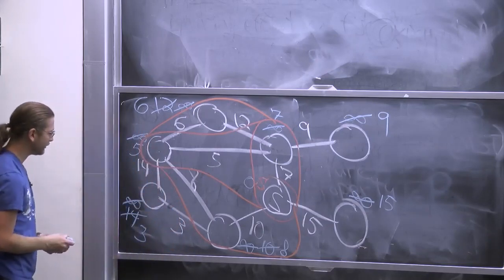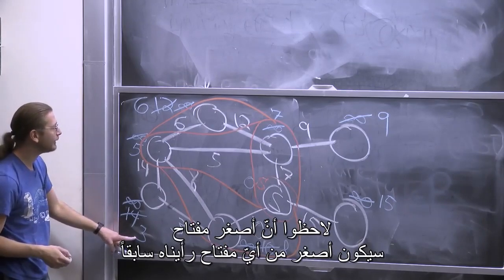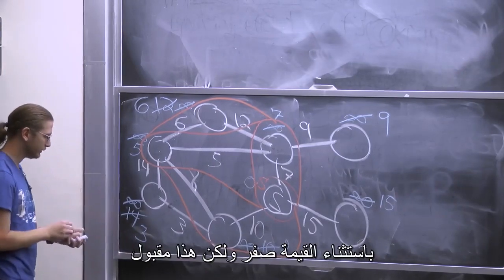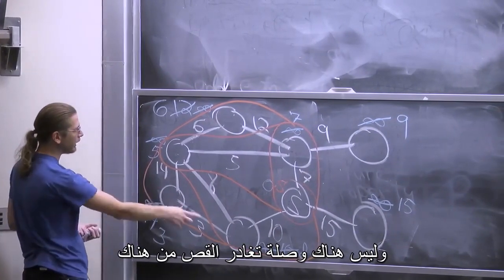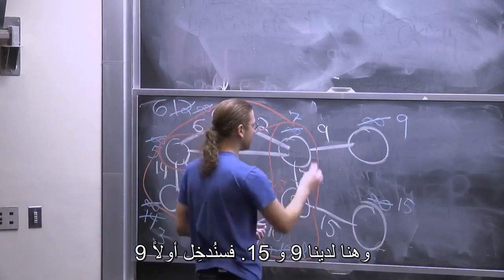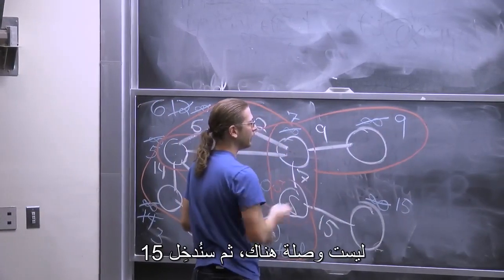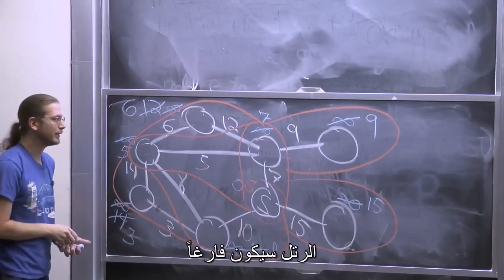So, good. Now I think the smallest key is 3. Notice smallest key is smaller than anything we've seen before, other than 0. But that's OK. Just add it in. And there's no edges leaving the cut from there. And then over here we have 9 and 15. So first we'll add 9. There's no edges there. Then we add 15. OK, now S is everything. We're done. Q is empty.